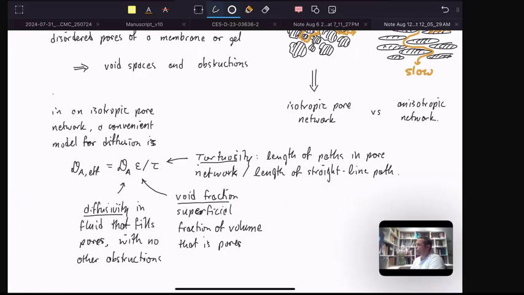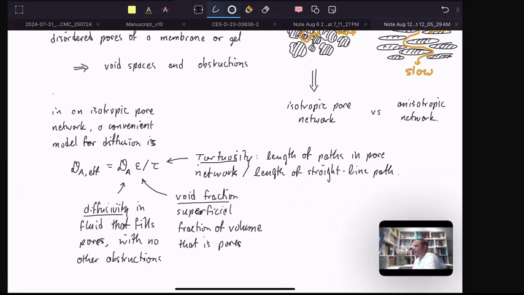We're going to mostly work with isotropic pore networks for now. In an isotropic pore network, a very convenient model for diffusion is that you have an effective diffusivity that's given by the diffusivity in the fluid that fills the pores as though there were no other obstructions, multiplied by a void fraction, which is the superficial fraction of the volume that corresponds to pores. That's a hard thing to measure, and the devil's in the details. It, of course, depends on what kind of probe you use to measure the volume of the pore network.